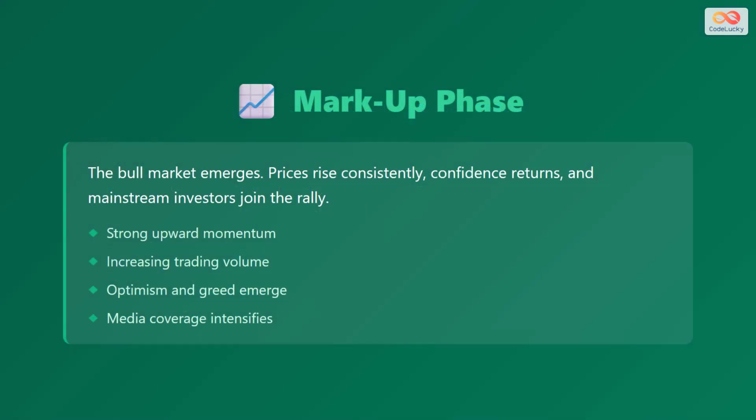The markup phase is where the bull market truly emerges. Prices begin rising consistently, investor confidence returns, and mainstream participants start joining the rally. This phase features strong upward momentum, increasing trading volume as more buyers enter, and a shift from pessimism to optimism and eventually greed. Media coverage intensifies, drawing even more attention to the market. This is typically the longest phase of the cycle, where patient investors who accumulated early see their positions grow substantially in value.